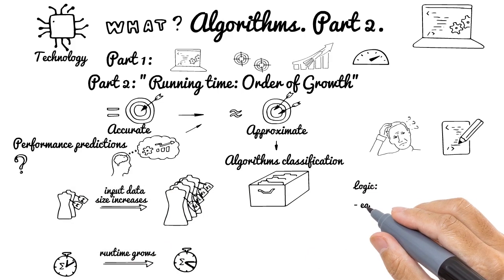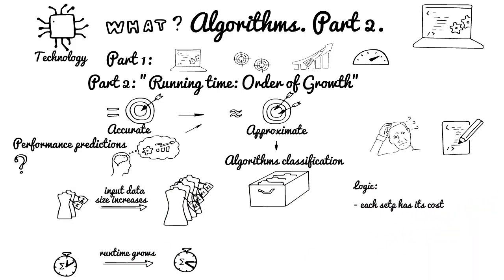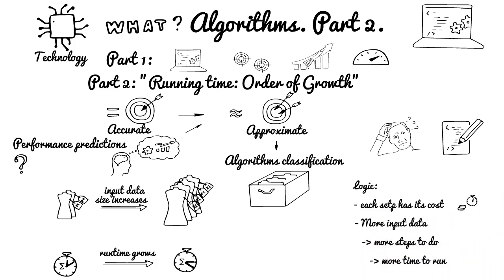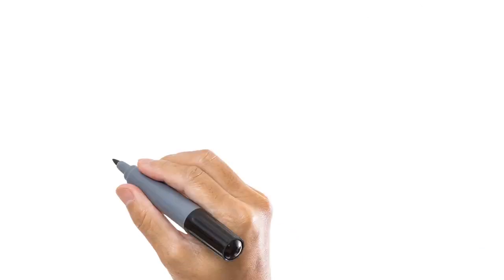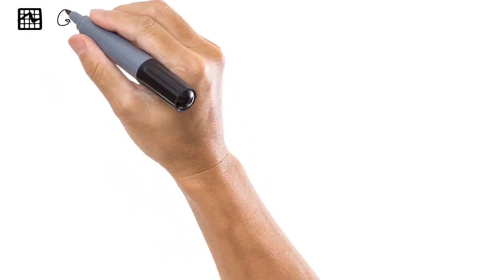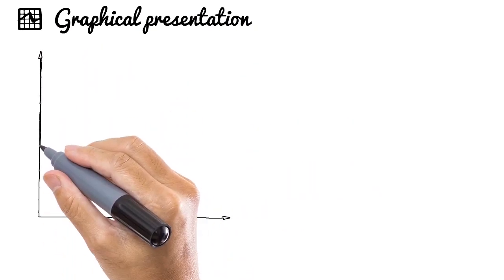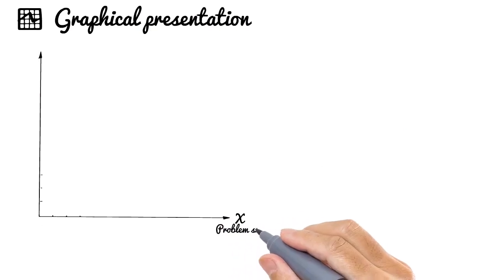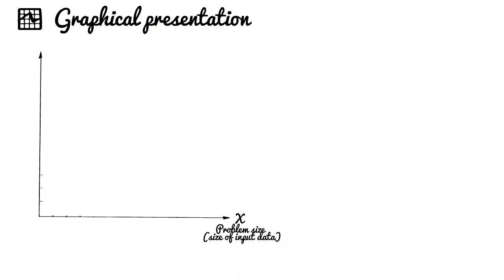That comes from the logic that each additional program step, like accessing input data, calculating, writing data, has its time cost. More input data, more steps to do, more time to run a program. Scientists came up with a graphical presentation for better visibility. Let's use it to analyze program runtime. On the horizontal x-axis, let's have problem size, or size of input data. On the vertical y-axis, let's have program running time.